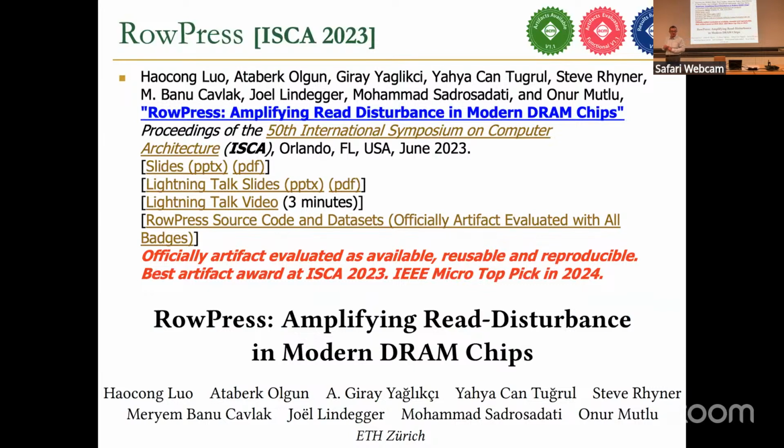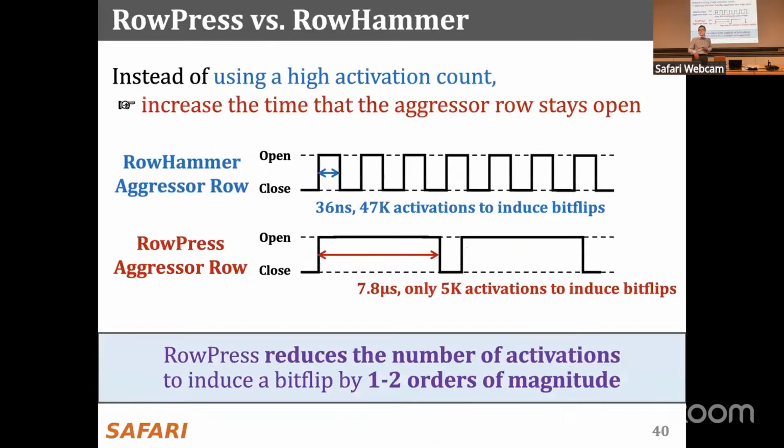There are many more bit flips that happen. More recently, in 2023, we published this issue at ISCA. We call this RowPress. Very quickly, it turns out this is a different disturbance mechanism. In RowHammer, if you want to get the bit flips, you basically activate the row at the maximum possible rate. You activate the row, keep it open as minimum as possible allowed by the standard, and then close it, and then you keep doing that repeatedly.